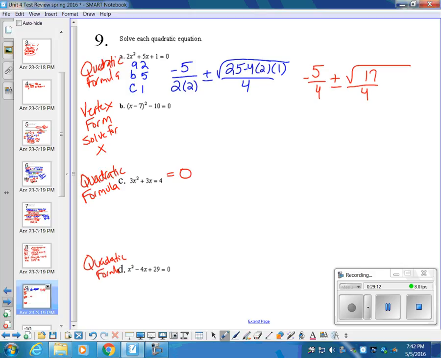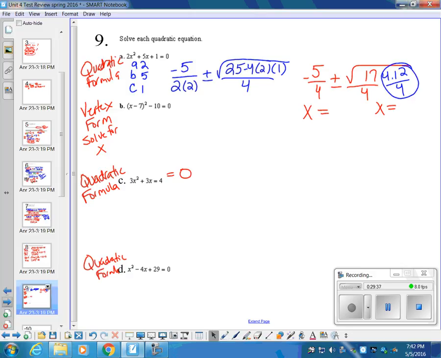So we have to finish the math. If you take the square root of 17, you get 4.12, and divide that by 4.